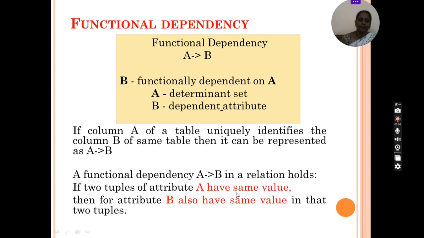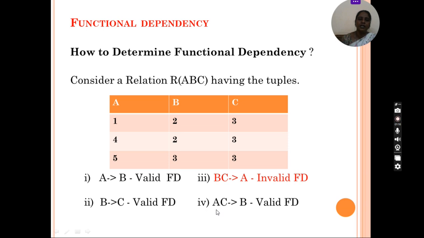A functional dependency A determines B in a relation holds if two tuples of attribute A have the same value, then attribute B also has the same value. We can see this with an example. Let us take the relation R with attributes A, B, C having these values. Here we have to check which one is a valid functional dependency and which is invalid.